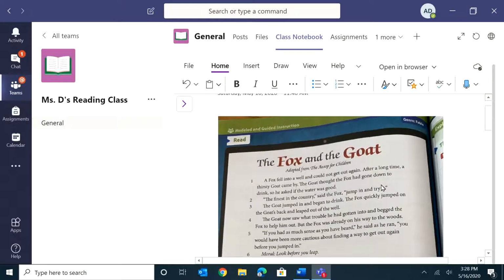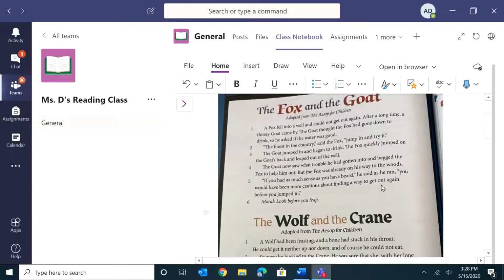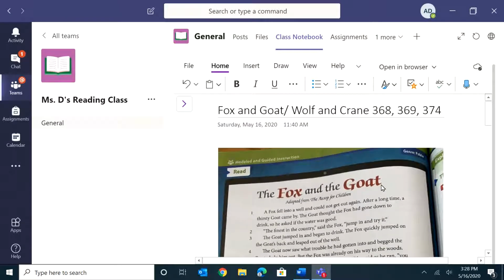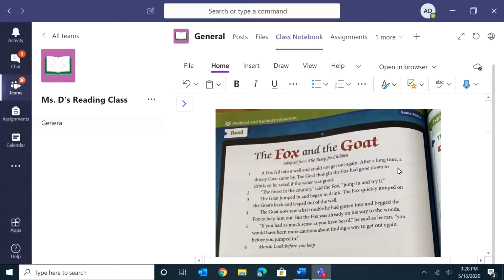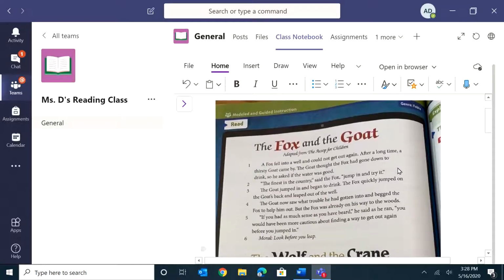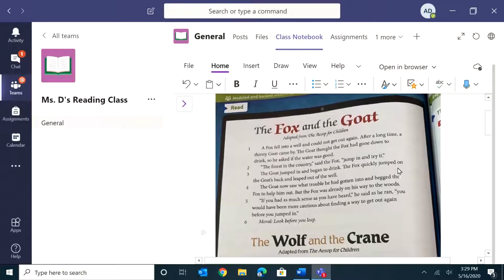So we have The Fox and the Goat and The Wolf and the Crane. And these are both in your Ready Common Core book. If you look, we're doing pages 368, 369, and 374. So you can get your book and follow along, and we're going to do these ones together. So the first story is The Fox and the Goat, adapted from Aesop for Children.